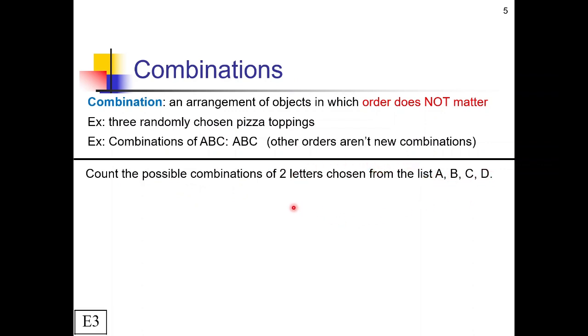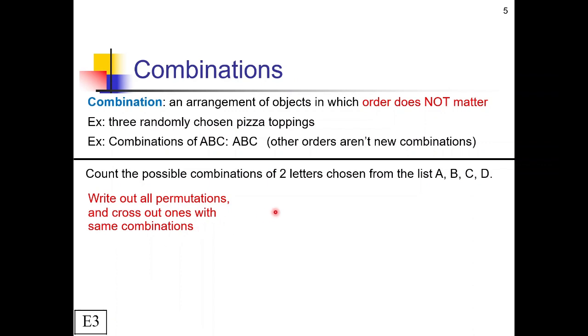Now, one reason we do permutations before combinations is because the combinations are actually part of the set of the permutations. To figure out the combinations, if you're writing stuff out, you can actually just write out all the permutations and then just cross out the ones that have the same combinations, that have the same exact letters in them. So with that in mind, pause the video and see if you can figure out how many combinations we have from this list of letters.